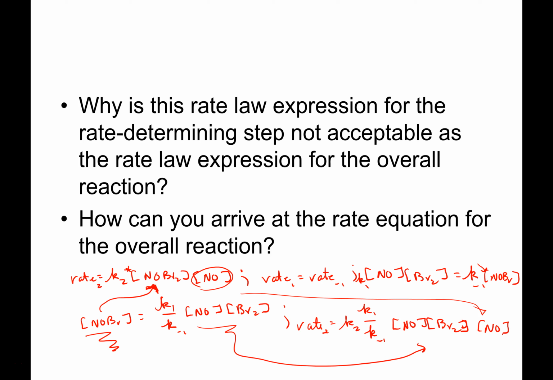So I go ahead and clean this up. I would expect the observed rate to look like this: the rate is equal to the rate law constant K times NO raised to the second power and BR2 raised to the first power, where K is, behind the scenes, equal to K2 times K1 divided by K minus 1. So that's how you do it.